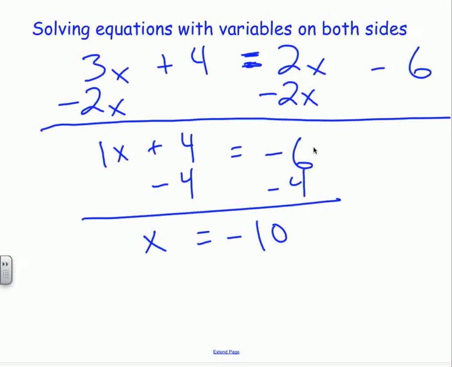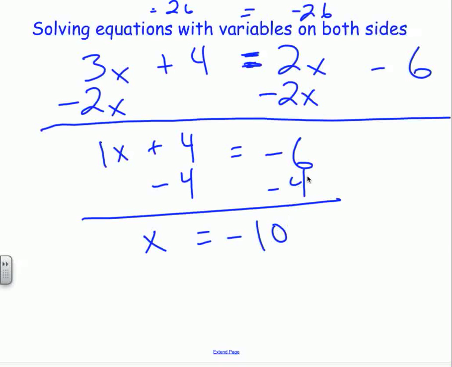We can check our answer. -10, plug it up here for x. 3 times -10 is -30. -30 plus 4 is -26. So if I just make a little note, this side was -26. Over here, 2 times -10, that's -20, minus 6, and that also gets me -26. So I know that these two are equal. I know -10 is the correct answer for x.